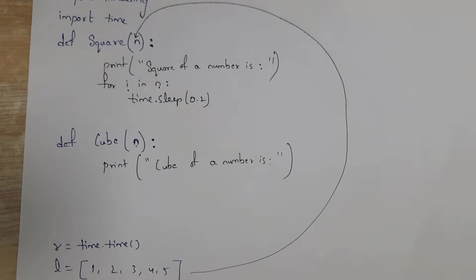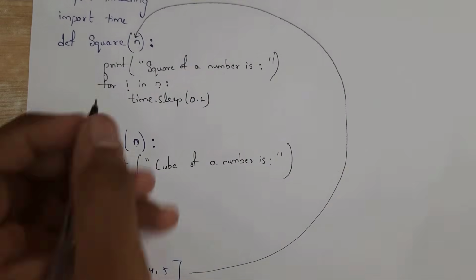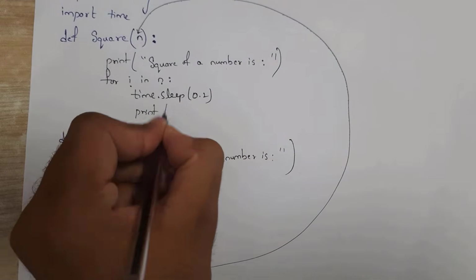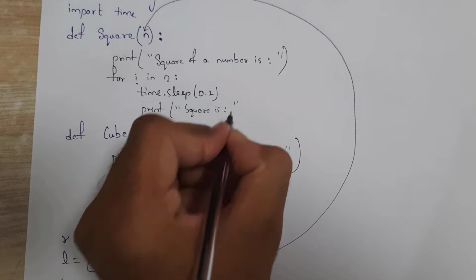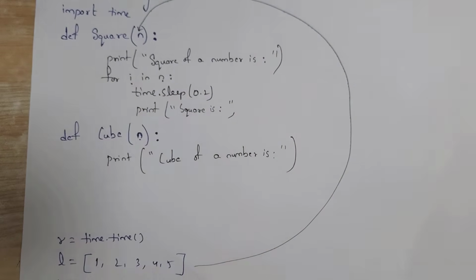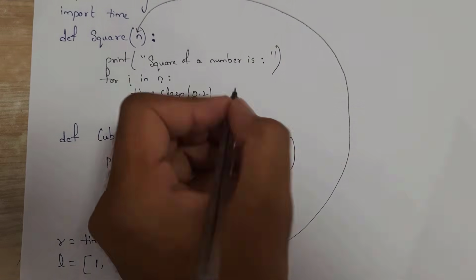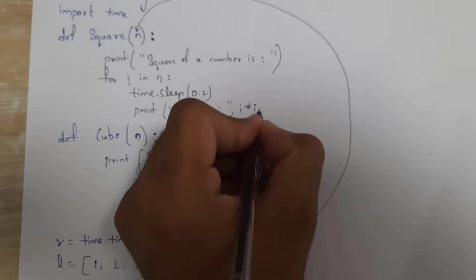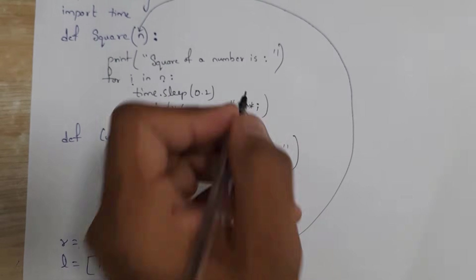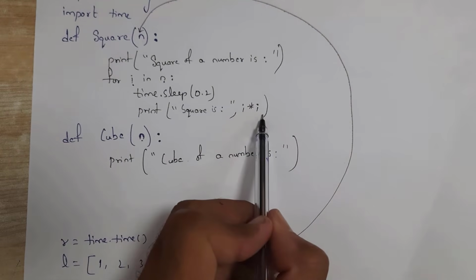Now I am writing a statement in order to find the square. Inside print, write "square is:" in quotation marks, comma. How can we find the square? My list is present in variable I, so write I * I. Here you need to use the asterisk symbol. This is nothing but I into I in order to find the square.